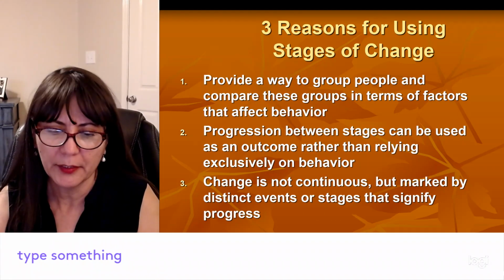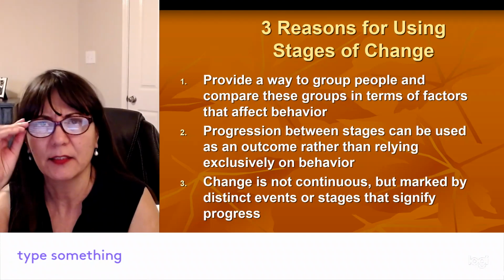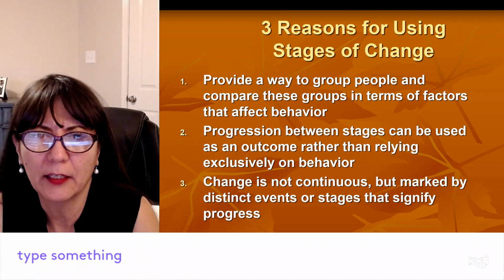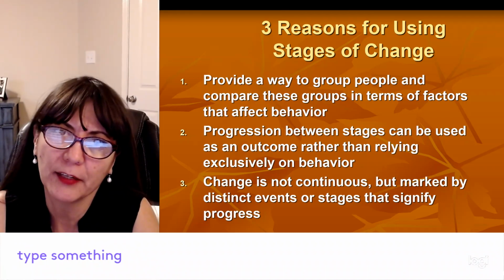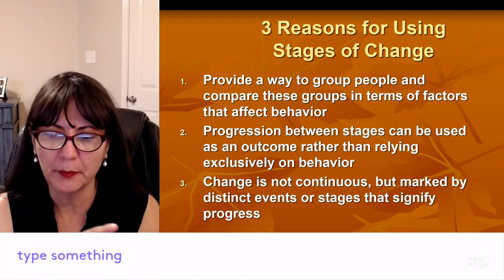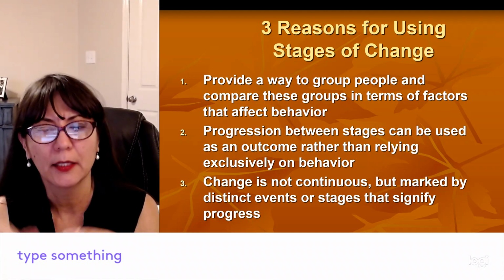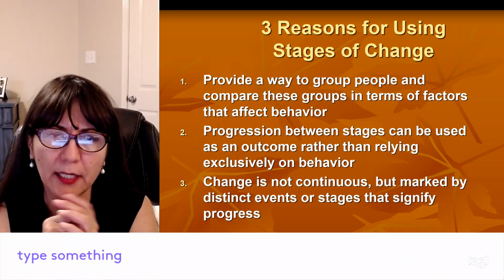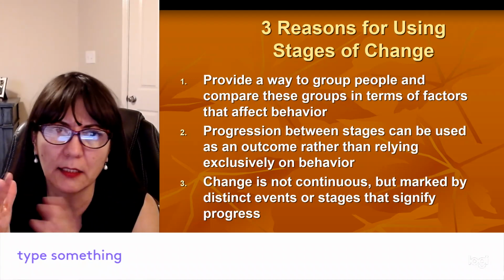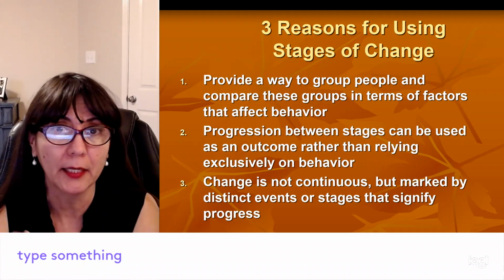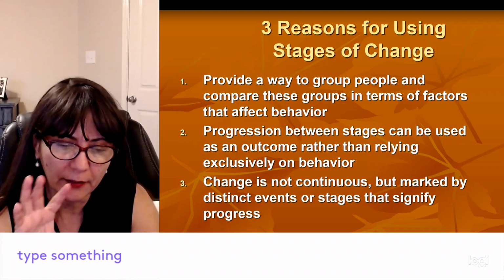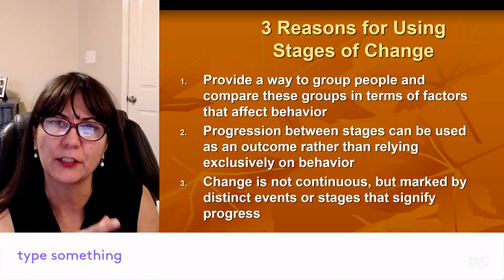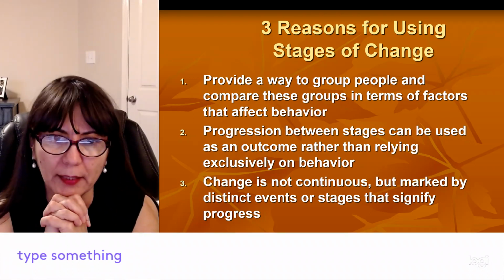Okay, so what are three reasons for using the stages of change? Well, first, it provides a way to group people and compare these groups in terms of factors that affect their behavior. So you can group those people who are the pre-contemplators. If you give them your survey, you can say, okay, this person is in the pre-contemplation stage. This person is maybe in the preparation stage. So you can group people, right? And then decide what kind of tailored messages I need to provide them with.